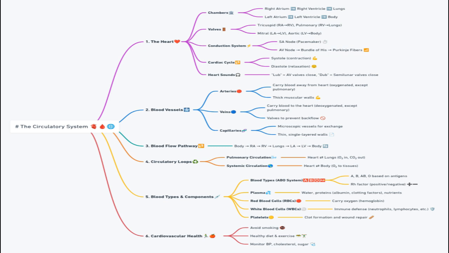Okay. So the pulmonary circuit and the systemic circuit: realize that in the pulmonary circuit, the blood pathway is between the right side of the heart and the lungs and back to the left side of the heart, and the systemic circuit is the pathway between the left side of the heart and the body and back to the right side.